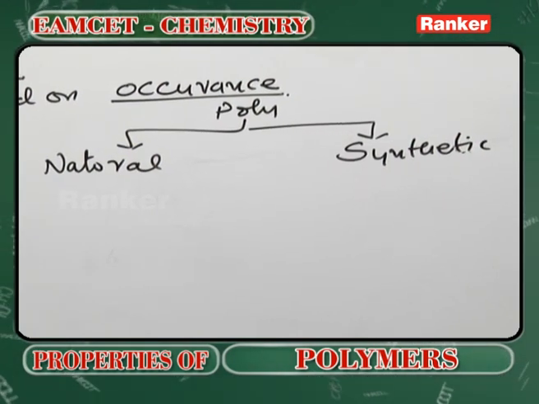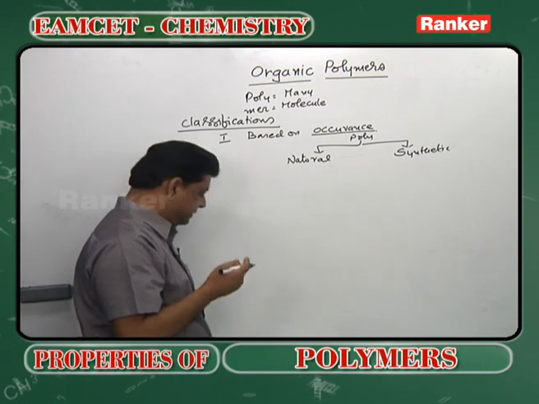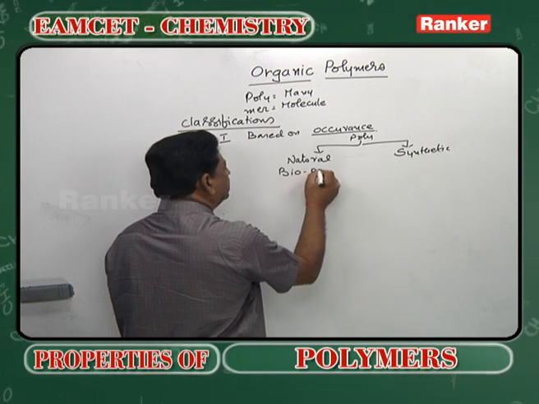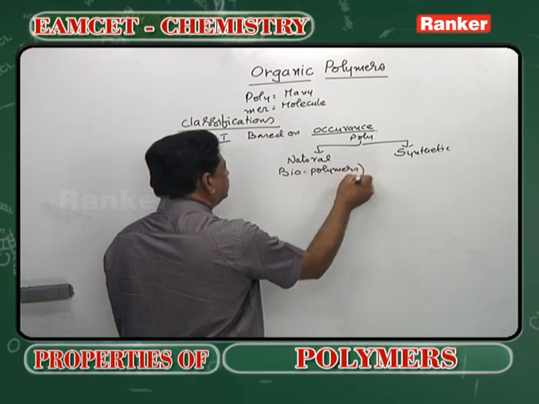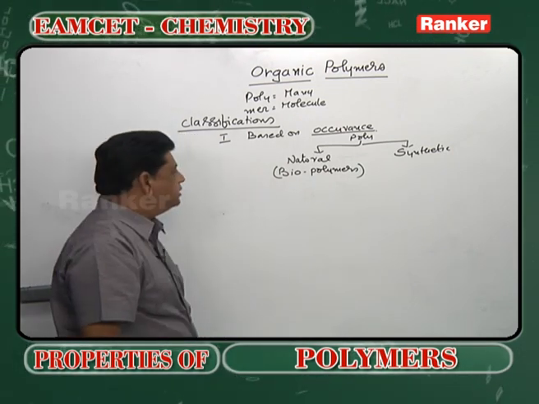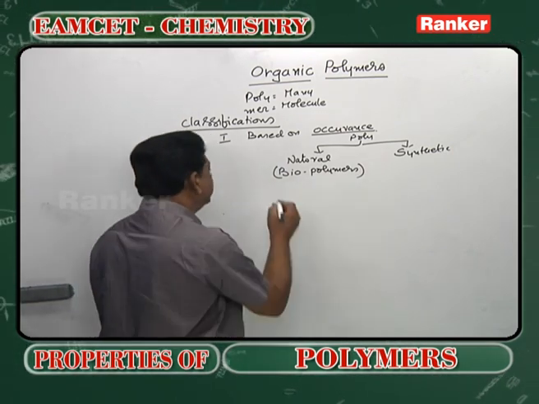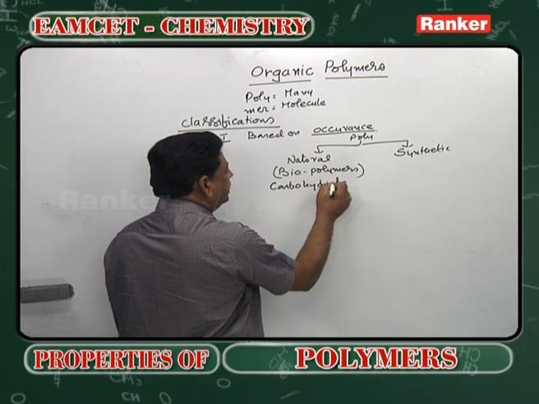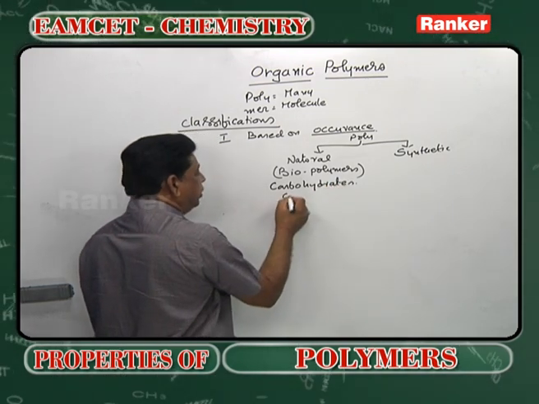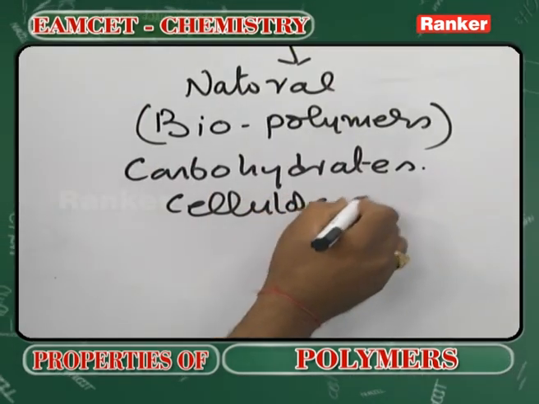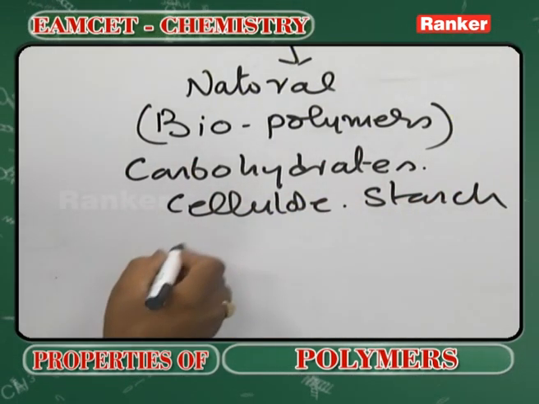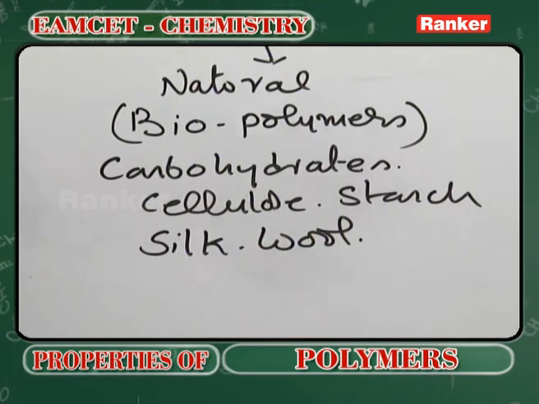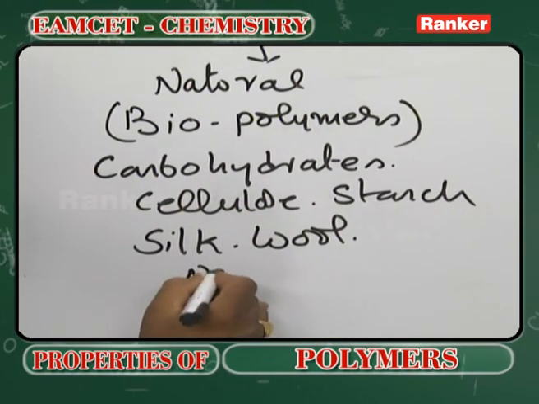Especially, all the organic molecules are derived from either plants or animals. Therefore, natural polymers are also called biopolymers. Those you get in plants and animals are called biopolymers, like the carbohydrates. Carbohydrates in the form of long chains, that is cellulose, starch, and silk, wool, those are all natural polymers. And natural rubber.